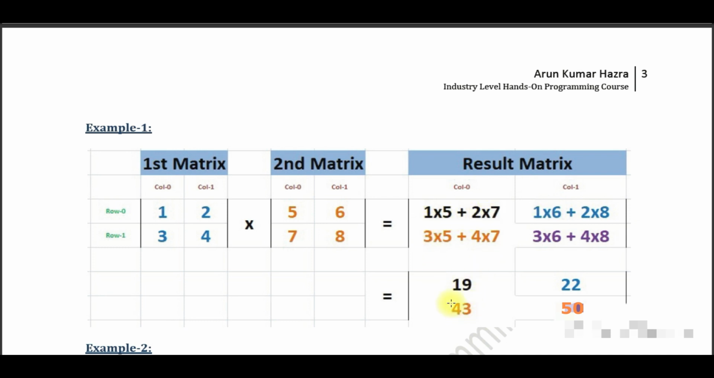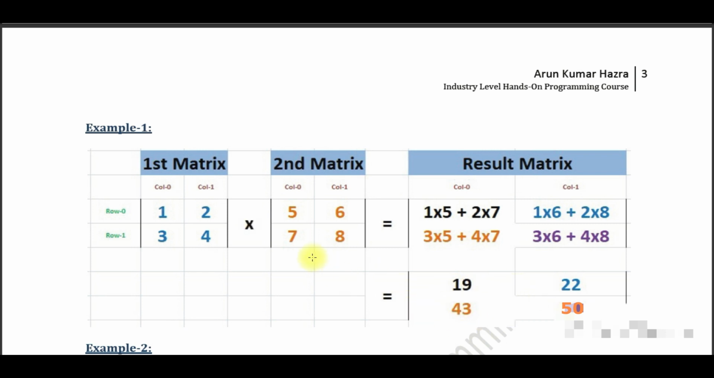And finally, whatever the calculated values are: 1 into 5 plus 2 into 7 is nothing but 19. Then this one is basically 22, then this one is 43, and this one is 50. So the result of multiplying the first matrix and the second matrix is something like this.